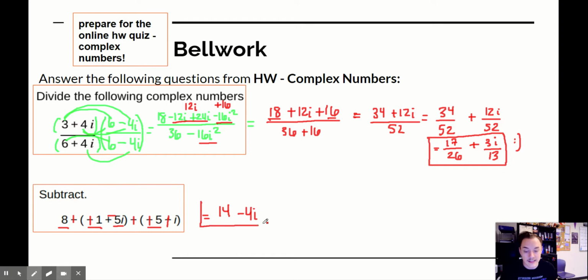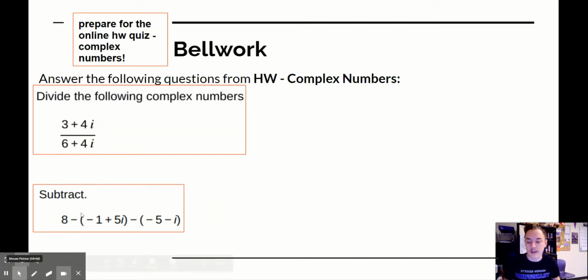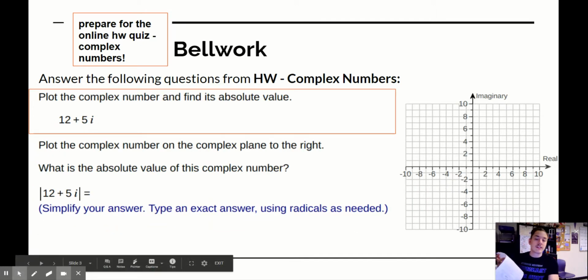It is that simple. These questions will be on your homework quiz, so I hope they were easy for you. If not, don't take the homework quiz. Go back, review some of your homework a little bit more. I'm going to erase this, and we're going to go to our last question on the bell work. So this question is going to be over absolute value of complex numbers.